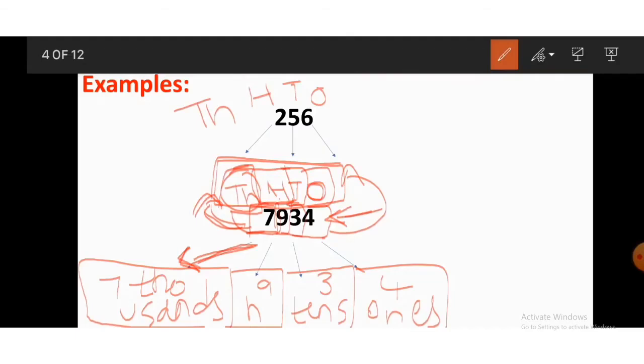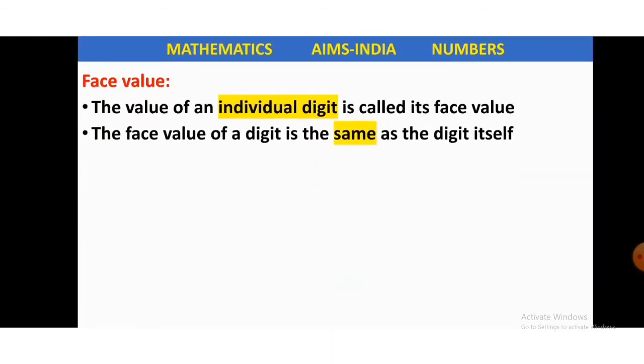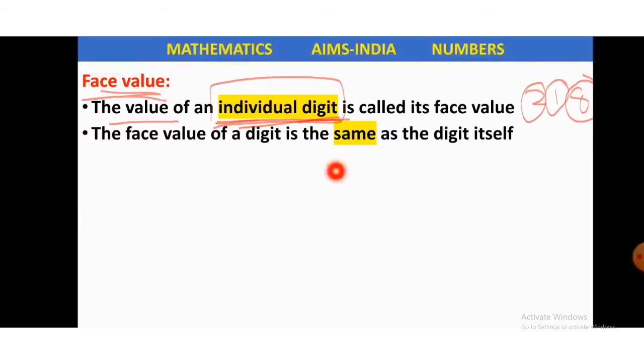Clear, everyone? Okay. Now, the next topic is face value, which is very, very easy. Face value of an individual digit. What is the digit here? In the number 218, 2 is a digit, 1 is a digit, and 8 is a digit. The value of an individual digit is called its face value.